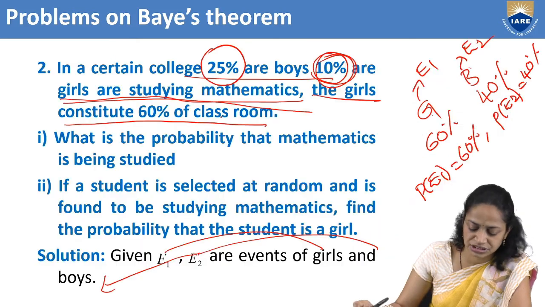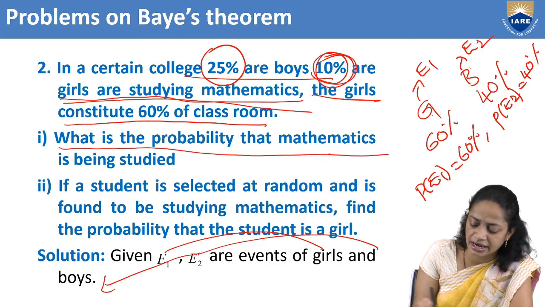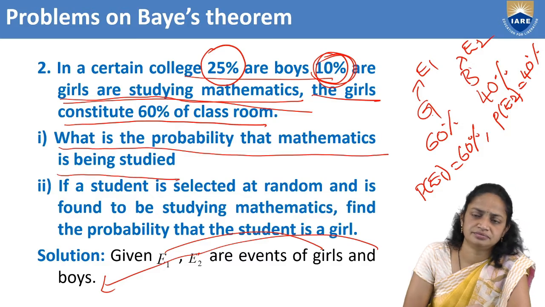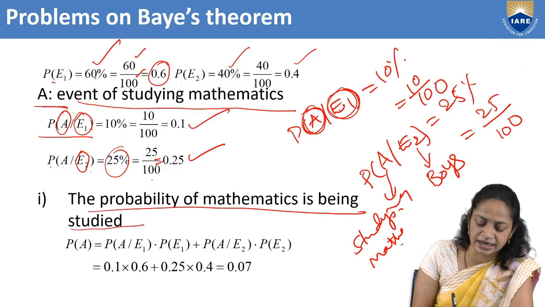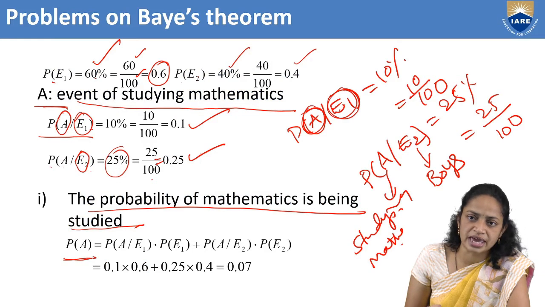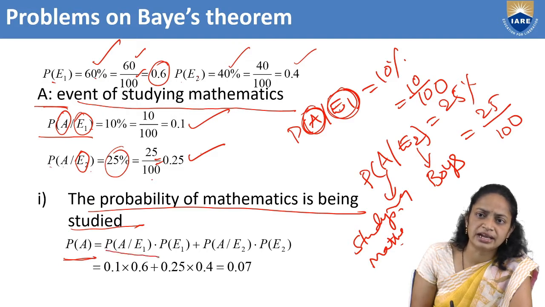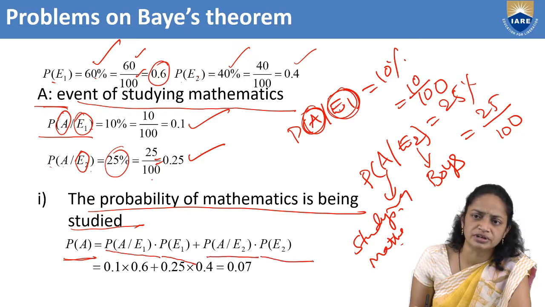So what is our first question? What is the probability that mathematics is being studied? That means we need to find P of A. Probability of A equal to, we have a formula. So what is that formula? Probability of A given E1 into P of E1 plus probability of A given E2 into P of E2.